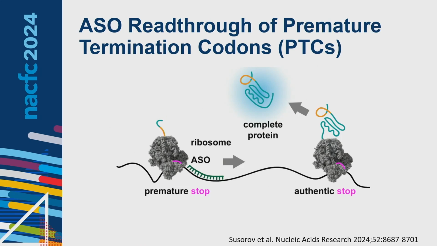There's also read-through, where if you have an early stop codon, you can then design an ASO that binds preferentially to that area of the early stop codon and just then get read-through.